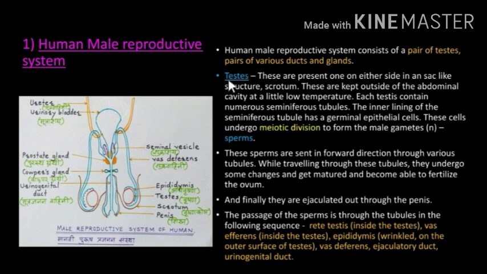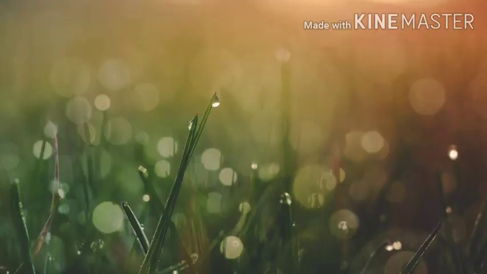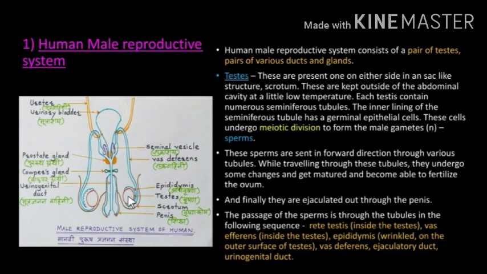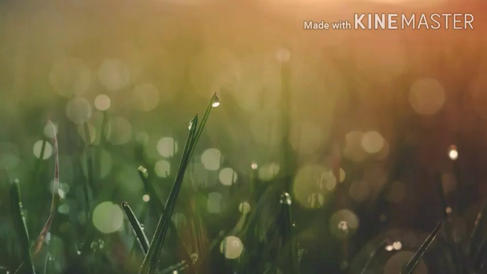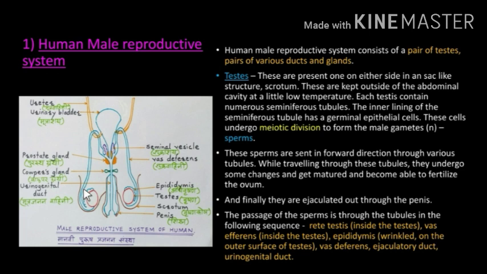Now, first of all, testes. These are present one on either side in a sac-like structure called scrotum, which is made from the sac-like portion of skin. These are kept outside the abdominal cavity at a little low temperature. The abdominal cavity contains warmer temperature, and below that abdominal cavity these two sac-like portions are descending so that at that level the temperature is lowered.